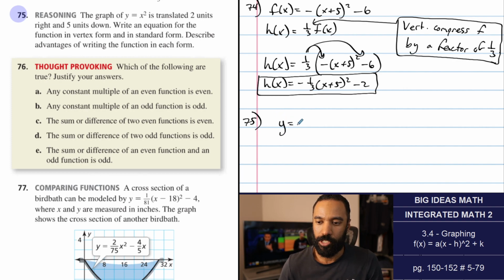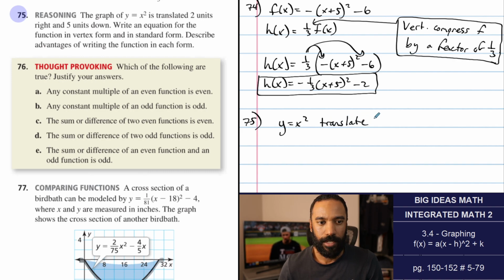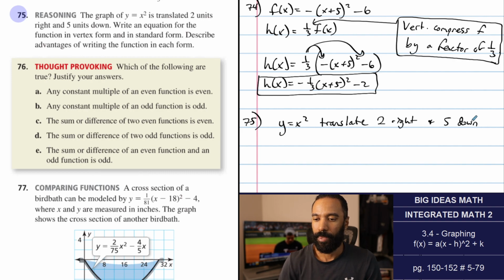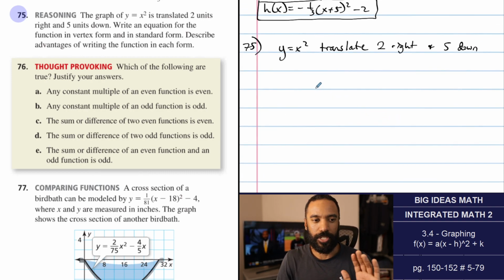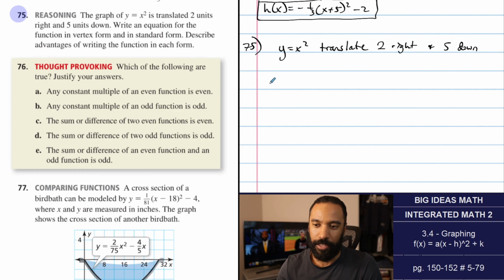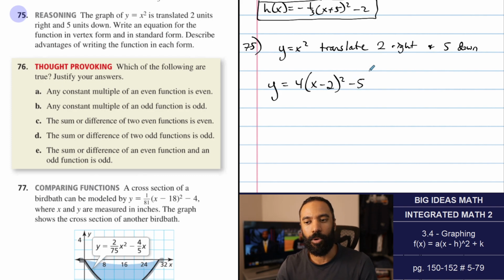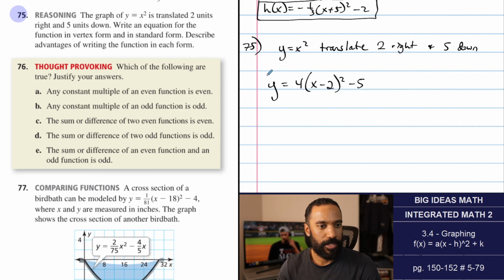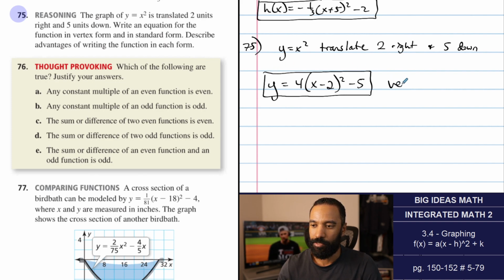So we have y equals x squared. We want to translate 2 units right and 5 down. Okay, so one version, I'm going to make up my own with a different a value. I'm going to say y equals, let's use 4, 4 times (x minus 2) quantity squared minus 5. And hopefully you're pretty good on that little bit right there. Now they asked to write it in vertex form and standard form, and this is vertex form.